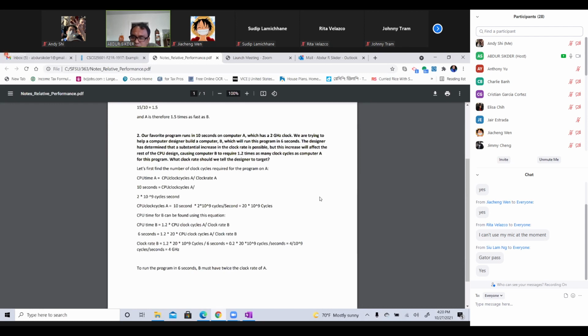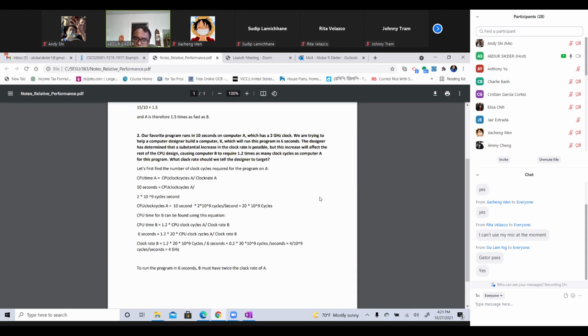So that's the question. You read it quite a few times to get it. And then the solution is given there too. Let's first find the number of clock cycles required for the program on A. The CPU time A equals CPU clock cycles A divided by clock rate A. So 10 seconds equals CPU clock cycles A divided by 2 times 10 to the power 9 cycles per second. So CPU cycles A equals 10 seconds times 2 times 10 to the power 9 cycles per second. So the total is 20 times 10 to the power 9 cycles.